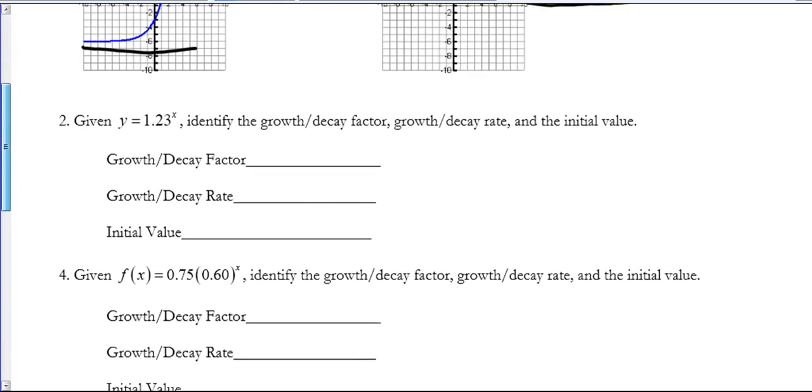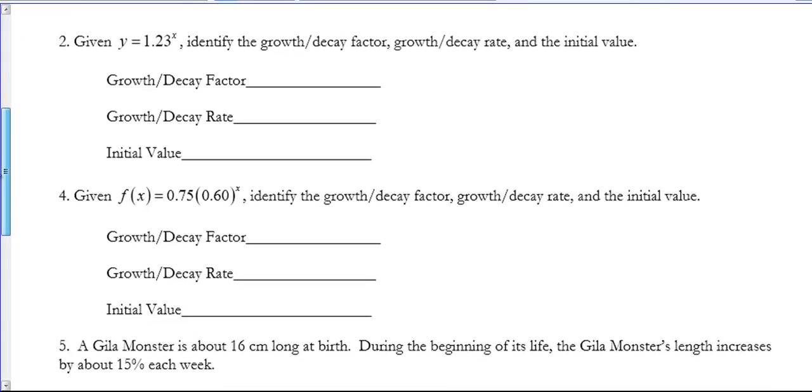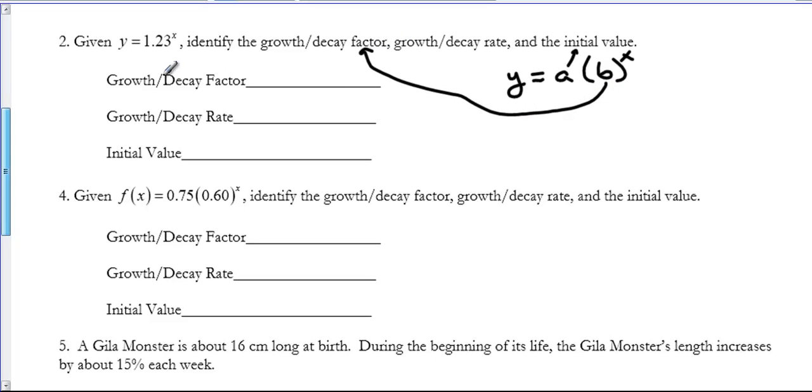Moving on, example 2. We are asked to identify the growth decay factor and rate and the initial value. Again, a general form of an exponential equation looks like this, where A is the initial value and B is the growth or decay factor. So when I look at this equation, y equals 1.23 to the x, if I put that in parentheses, I could see that my factor is 1.23. My initial value is the number in front, which is that invisible 1, so my initial value is 1.